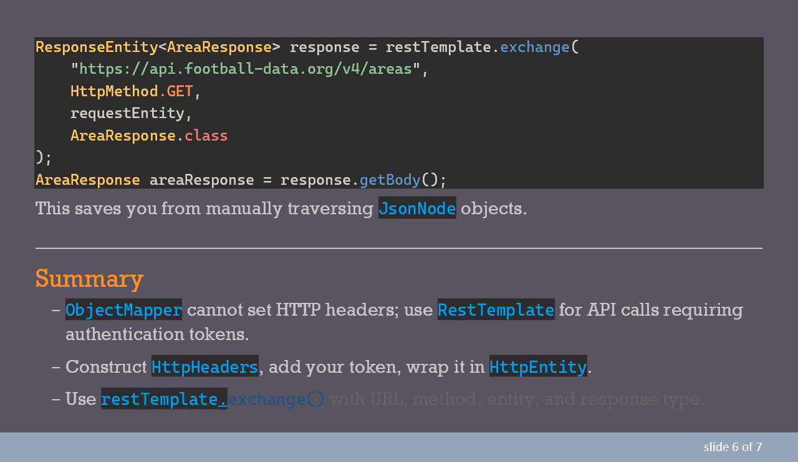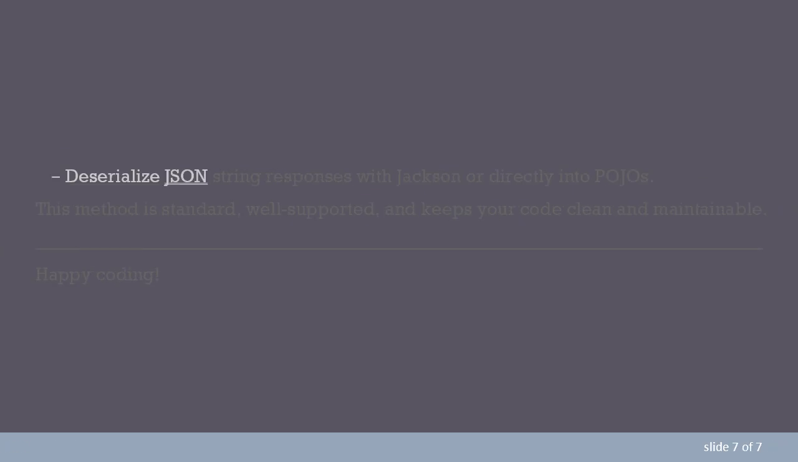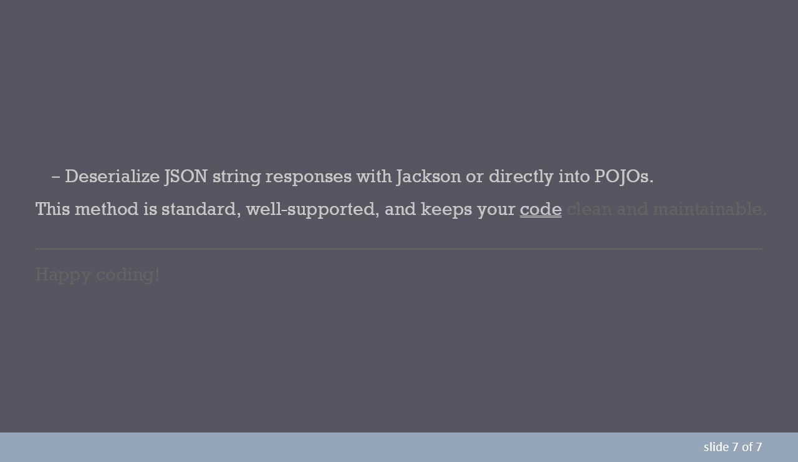Use RestTemplate.exchange with URL, method, entity, and response type. Deserialize JSON string responses with Jackson or directly into POJOs. This method is standard, well supported, and keeps your code clean and maintainable.